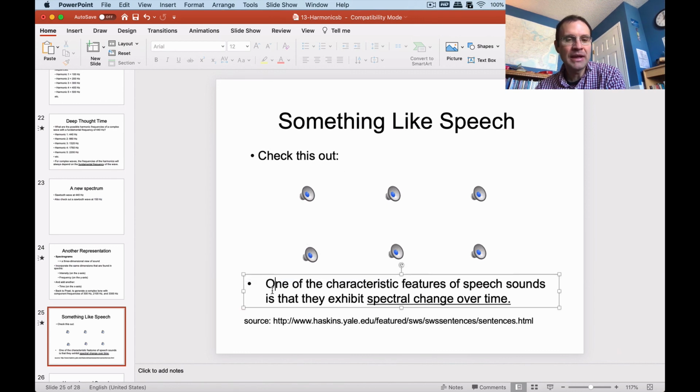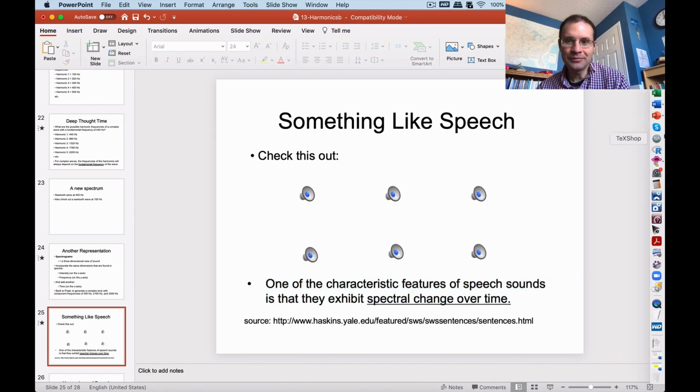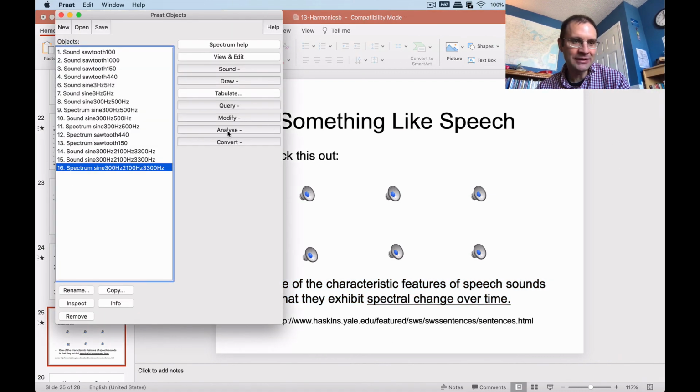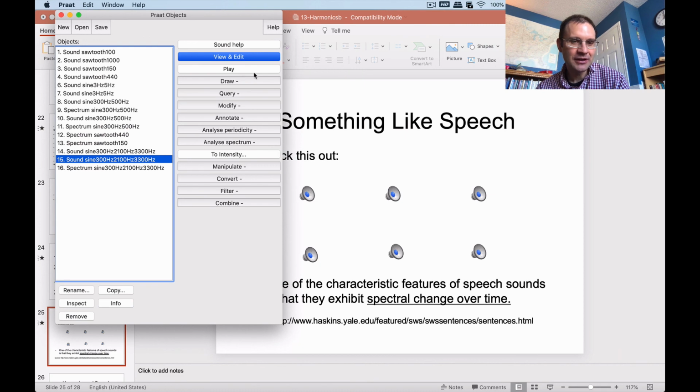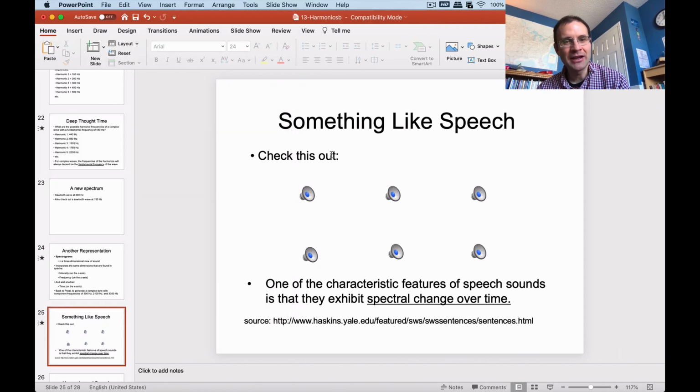But basically, one of the fundamental characteristic features of speech sounds is that they exhibit spectral change over time. They don't really sound like this. This is kind of close to speech, but since it's not changing, it just sounds kind of like a computer sound. This sounds like computer sounds, but also you can get the perceptive speech out of it too, right?